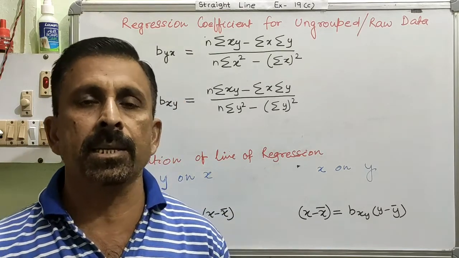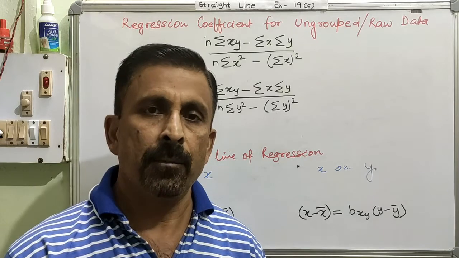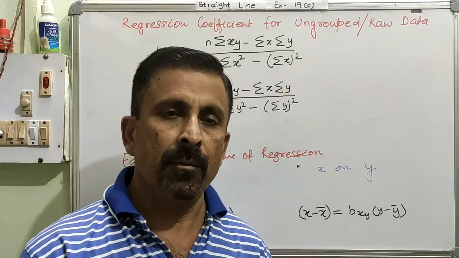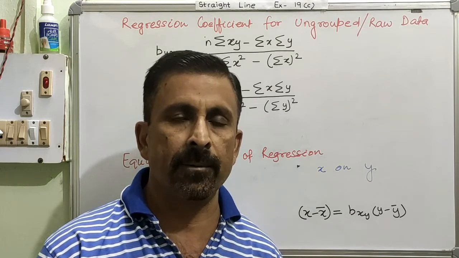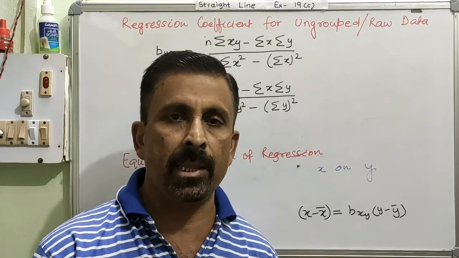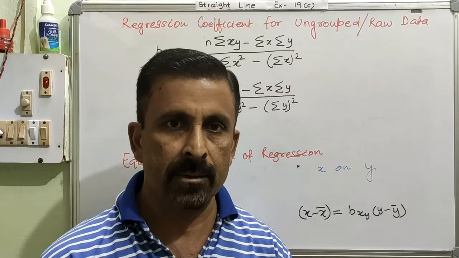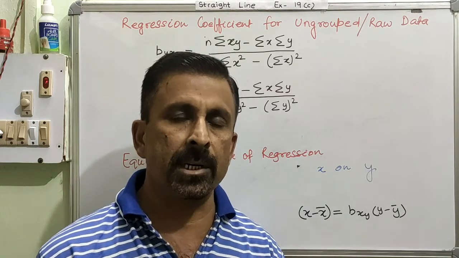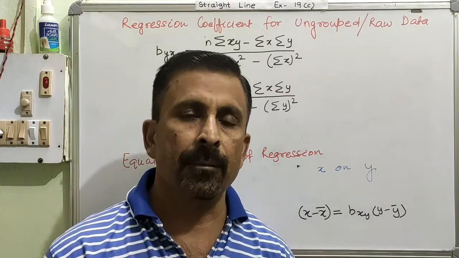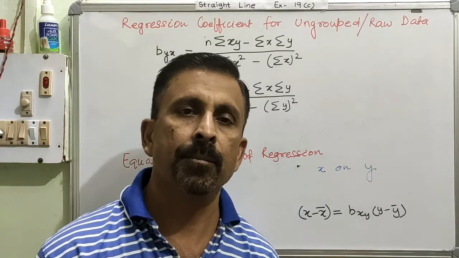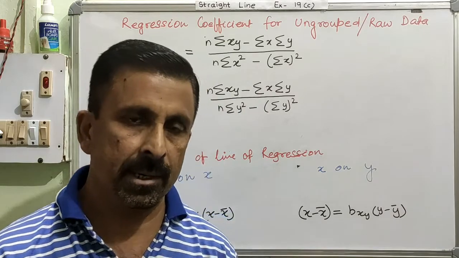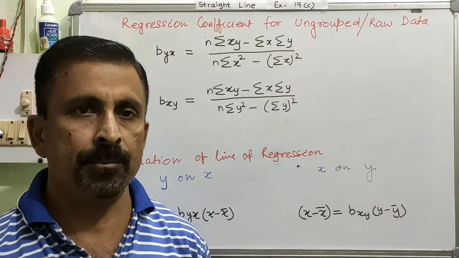For writing the regression coefficient from the line of regression, what we have done is we wrote the equation in the slope and y-intercept form. We made the formula for y and then we made the formula for x, and then from the coefficient of x and y, we have calculated the regression coefficient. Clear? So that was type 1 question.